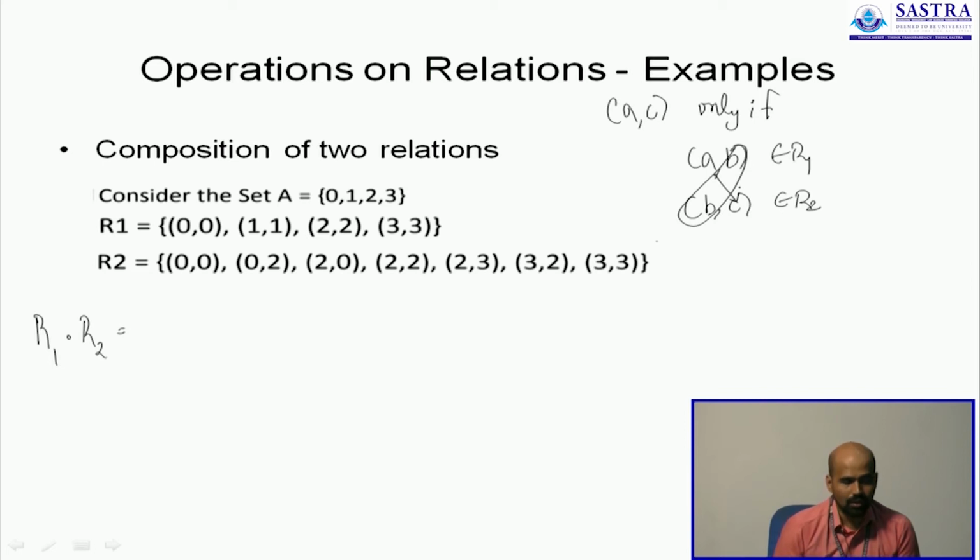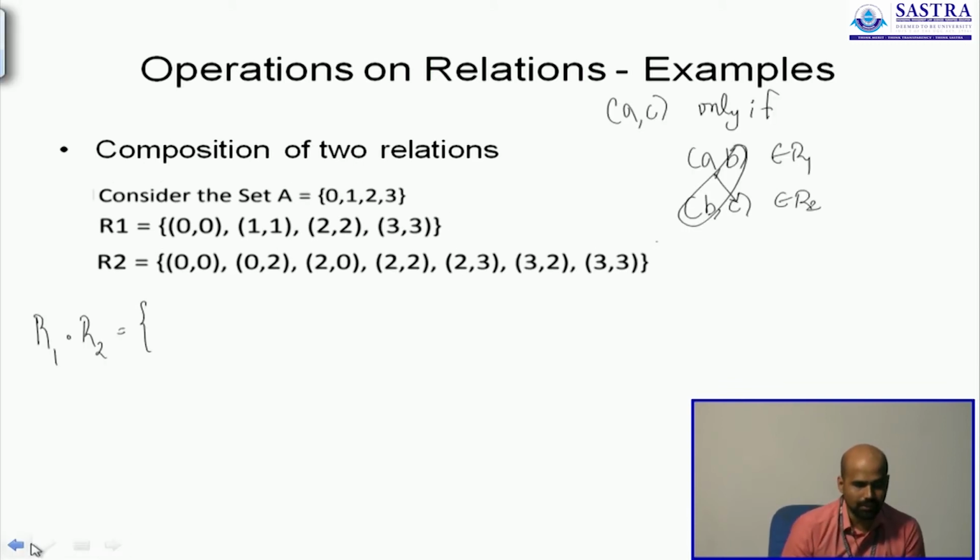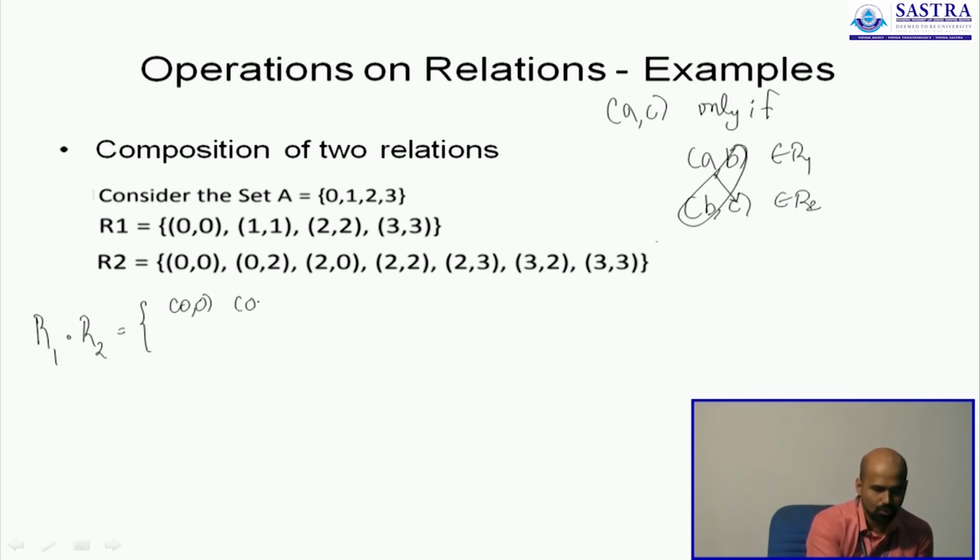So looking at that, if you can look at this example that I have taken, I cannot include every pair. There are only certain pairs that can be included. Let's find out what they are. I can pair up 0 0 with 0 2. I have 0 0, I have 0 2.